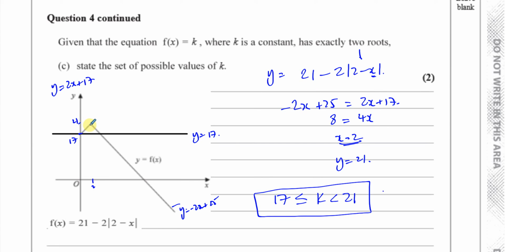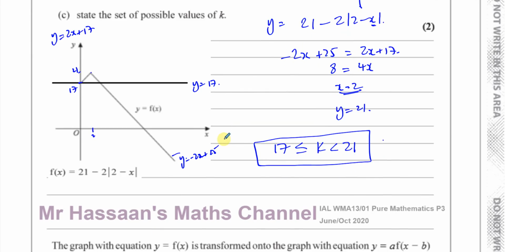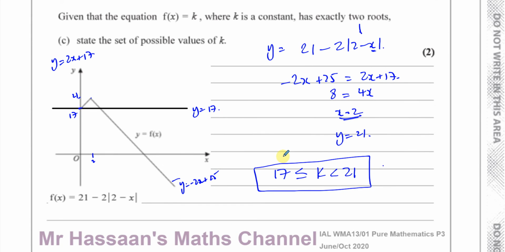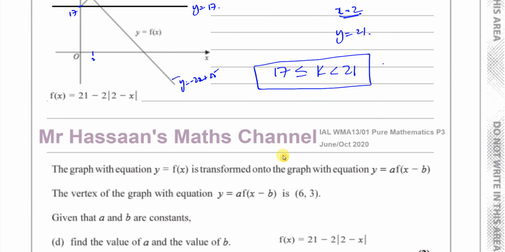That's the y value of the vertex. So you could do that just by looking at it, or you could find it by finding where these 2 intersect. But it's much easier to look at the graph to understand it that way. So those are the range of values of k for which there's exactly 2 roots.